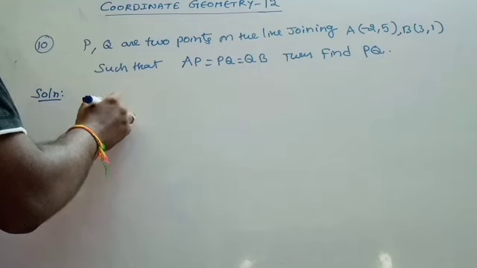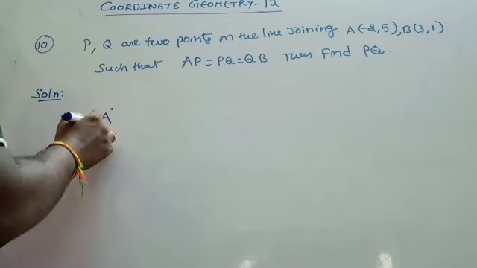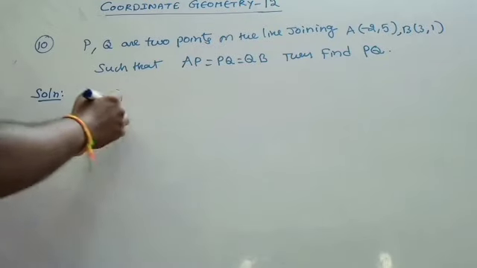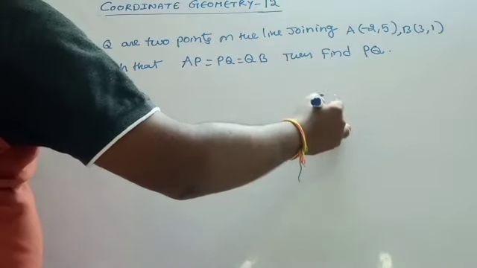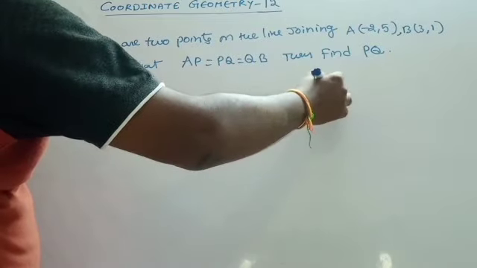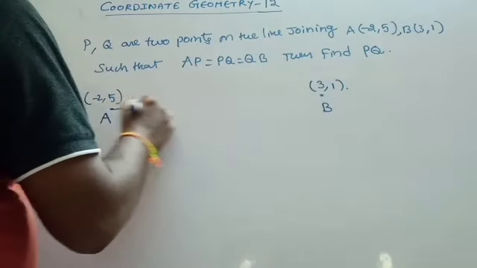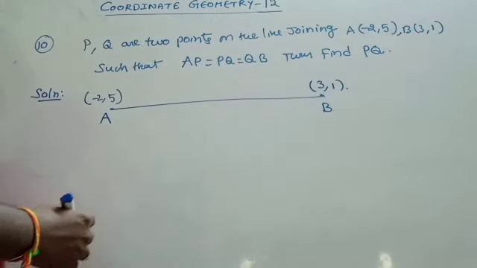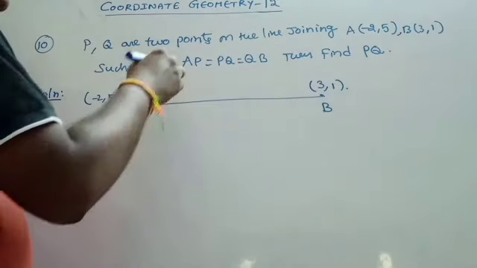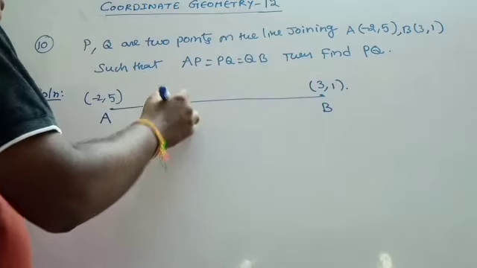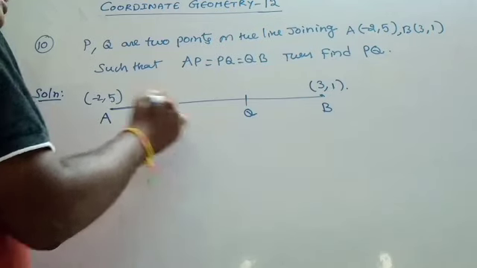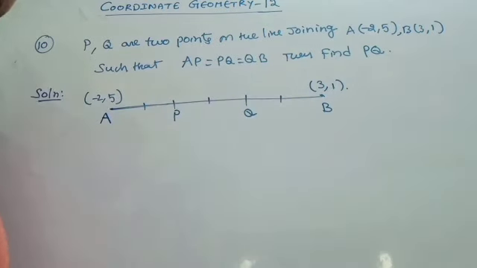They have given A as (-2, 5), and B somewhere else as (3, 1). You take these and join them by a line segment. Now P and Q are such that these 3 parts are equal: P is here, Q is here, and AP, this length, is equal to this length, equal to this length.